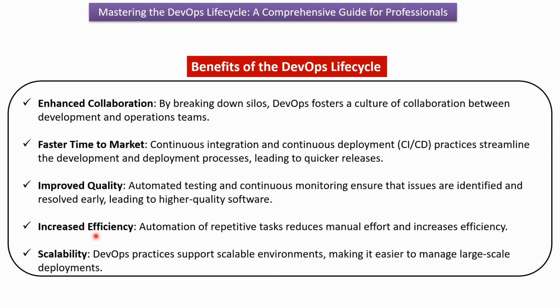The fourth point is increased efficiency. Automation of repetitive tasks reduces manual effort, which increases efficiency. The fifth point is scalability. DevOps practices support scalable environments, making it easier to manage large-scale deployments.